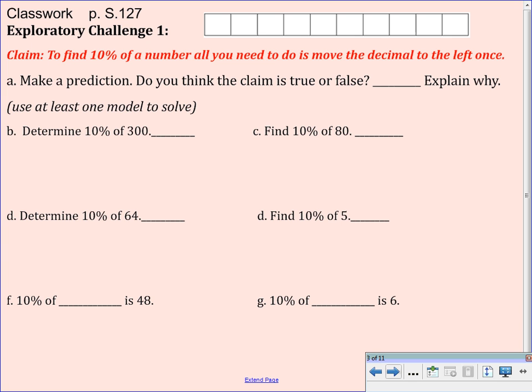Right now on your notes, write yes or no and explain your answer. Is it true? Everybody should be writing, pencils on your paper. Do you think the claim is true or false? That when you find 10% of a number, you're just moving the decimal point one place to the left. Please write this down.